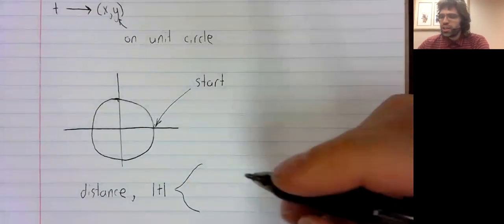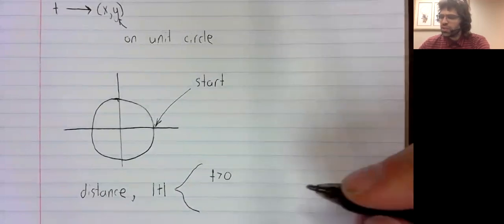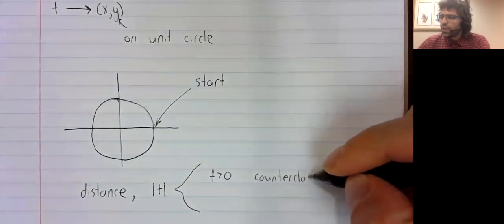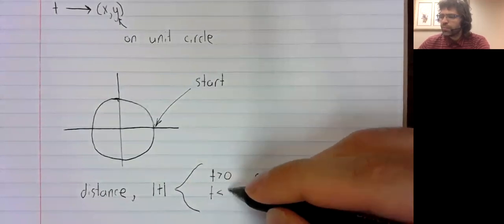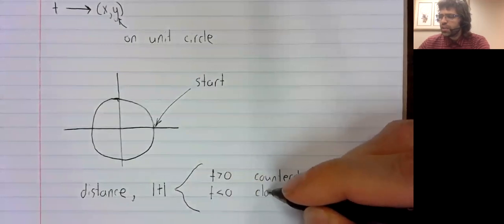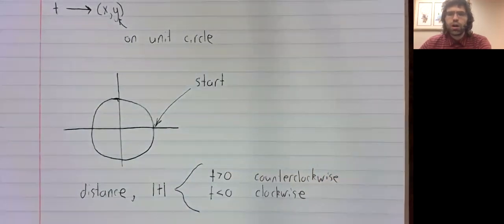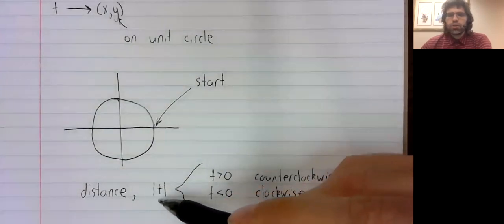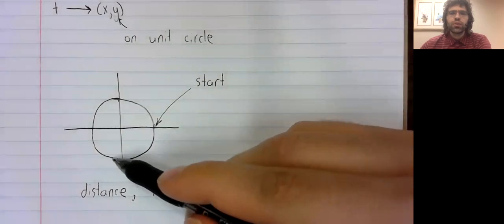Which direction do we walk? If t is positive, we walk counterclockwise. If t is negative, we walk clockwise. So we walk either clockwise or counterclockwise this many units, starting here.